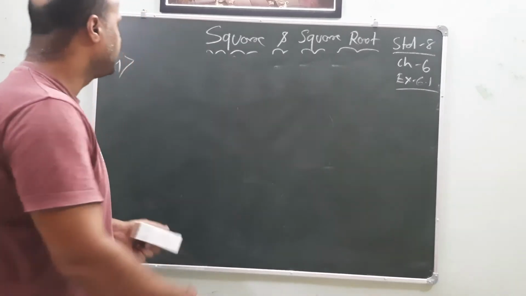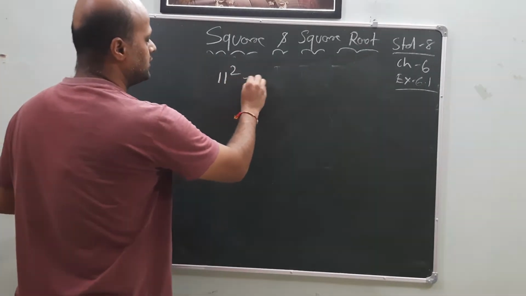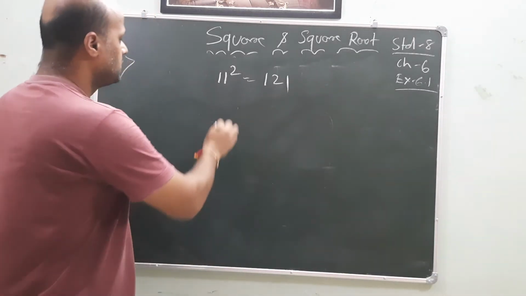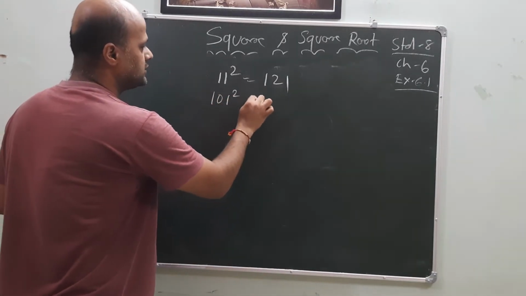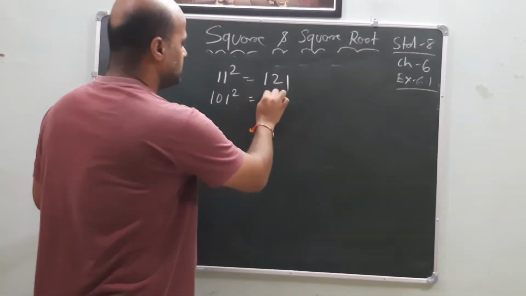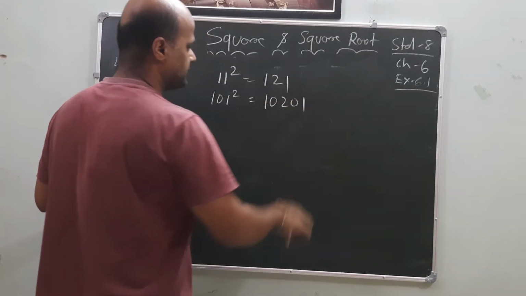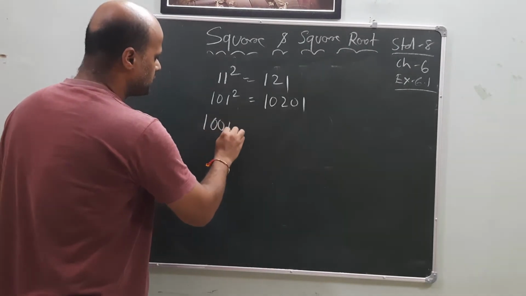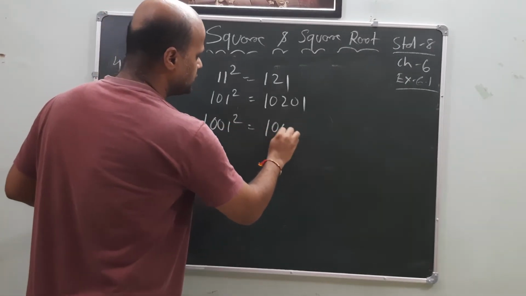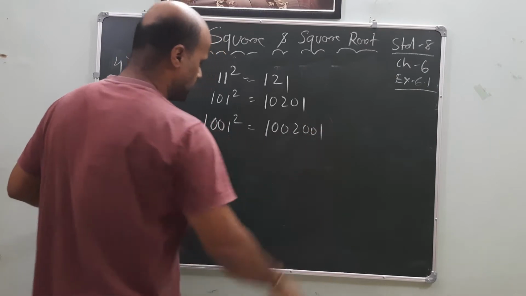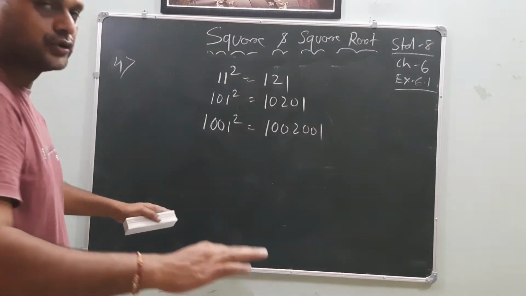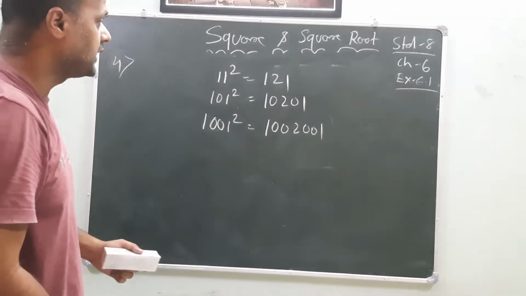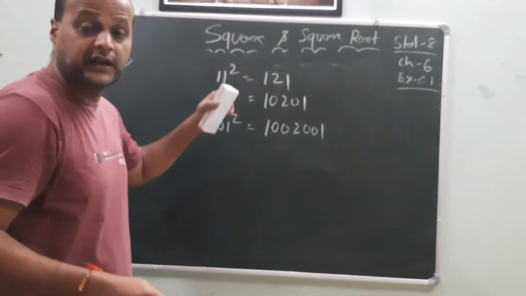What is the pattern saying? 11 square is 121. First pattern. What is the second pattern saying? 101 square is equal to 10201. Next pattern is 1001 square, 1002001. Now after that, how to solve the next problems?